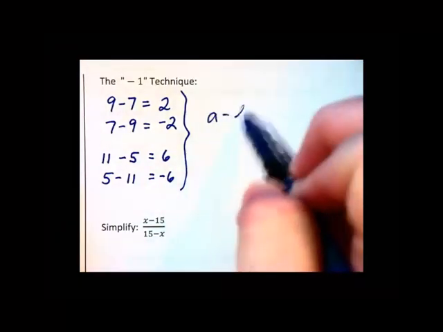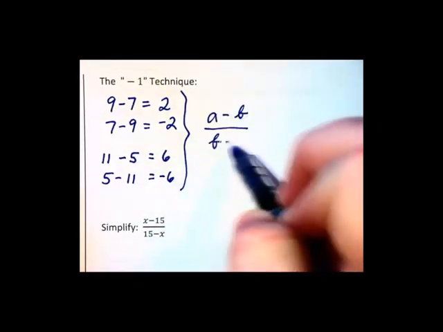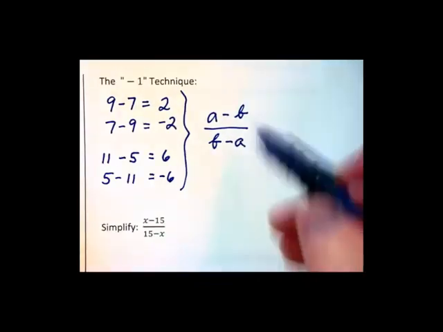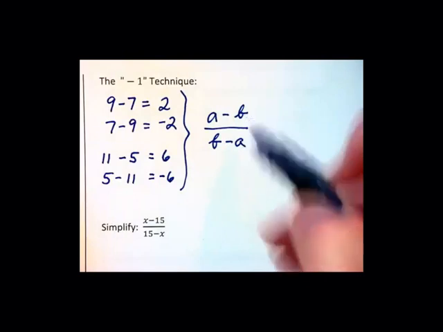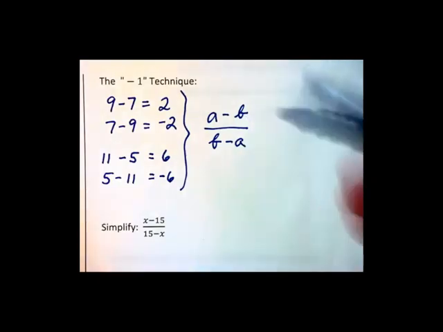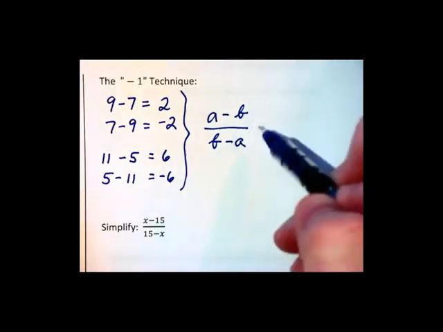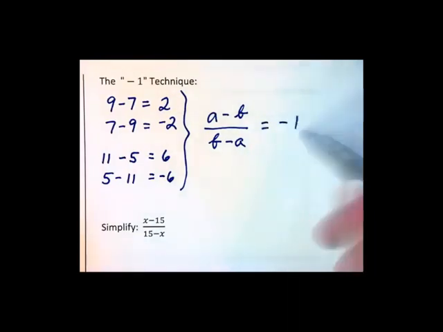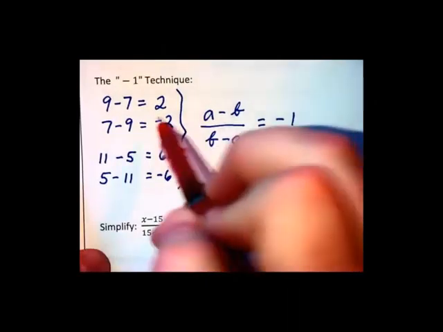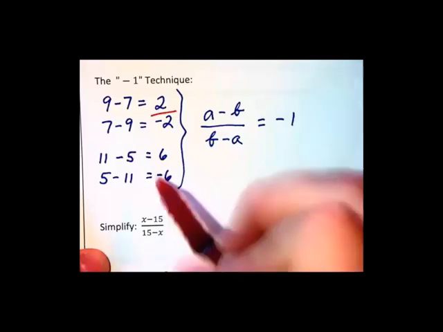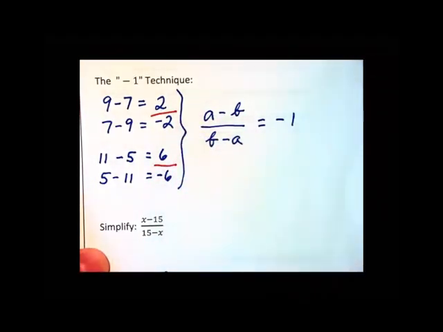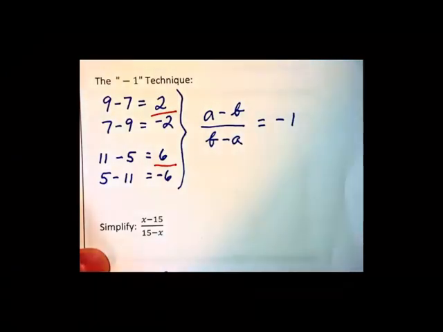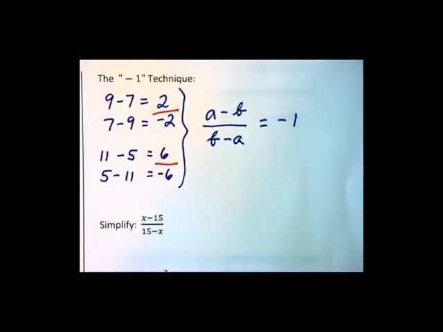A minus B over B minus A is not going to cancel directly. However, the numerator and the denominator are going to be opposite in sign, so when you do cancel them, you get -1. Notice how if I took the 2 over -2 or the 6 over -6, in each of those cases they would cancel to make -1. And this is an important concept that we're going to see throughout this chapter.